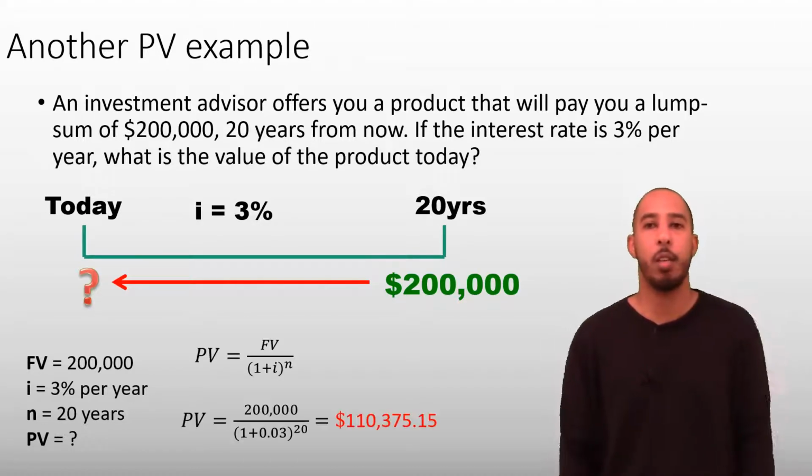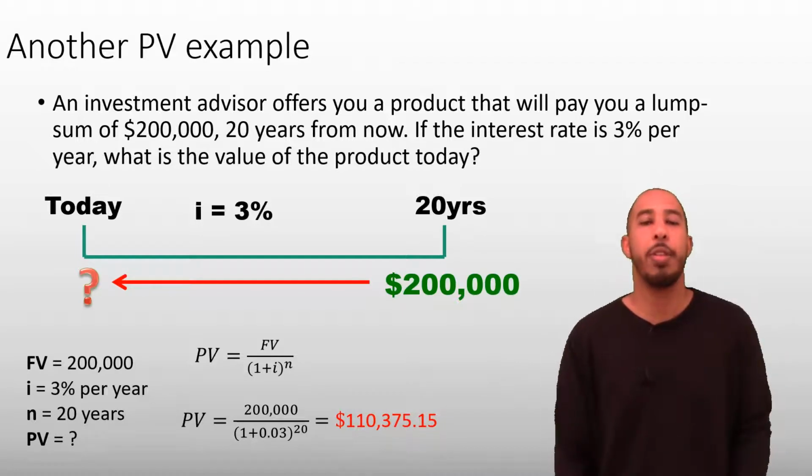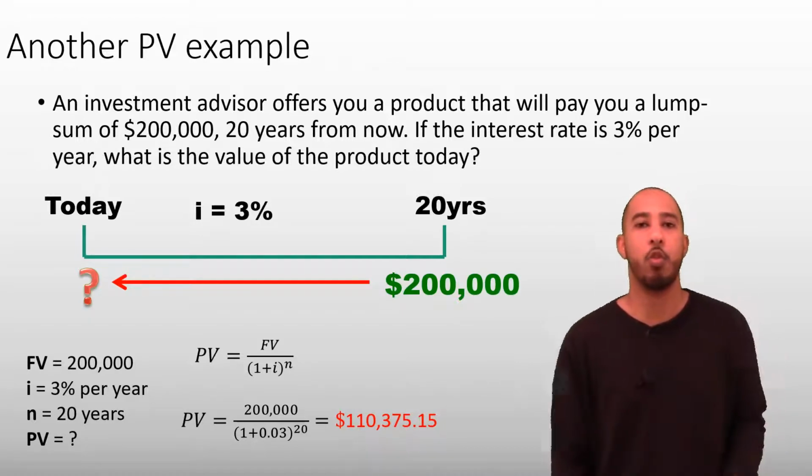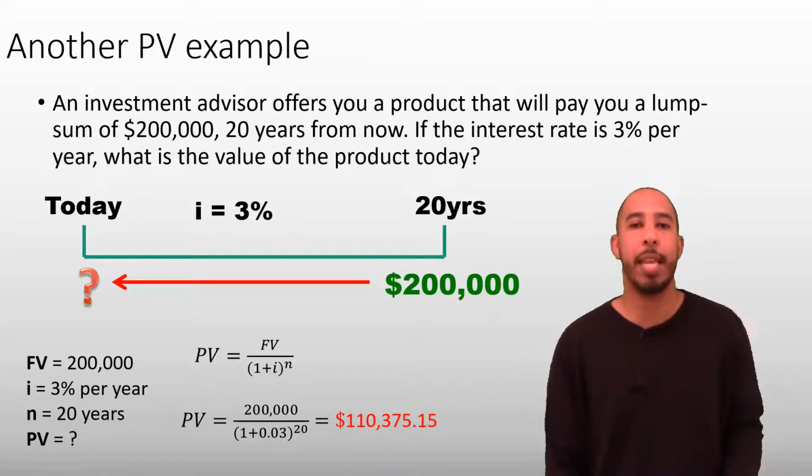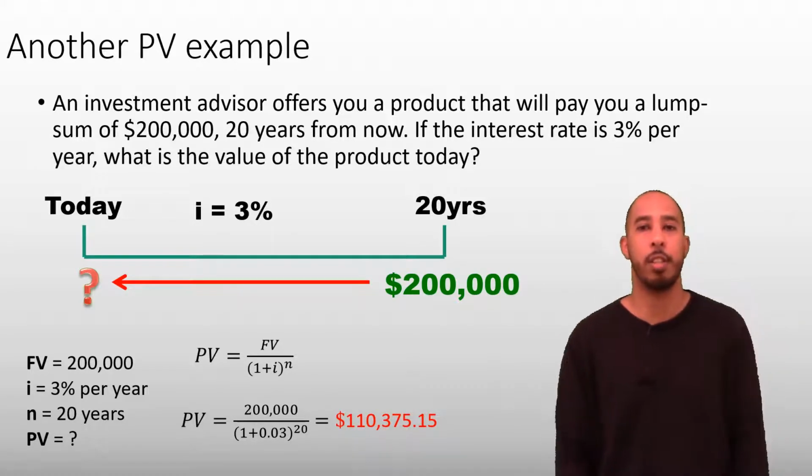Putting it in our formula, we get a present value of $110,375. That's how much you should be willing to pay today for the product. Just as before, these are equivalent values. If the interest rate is 3%, $110,000 today is the same as getting $200,000 in 20 years.